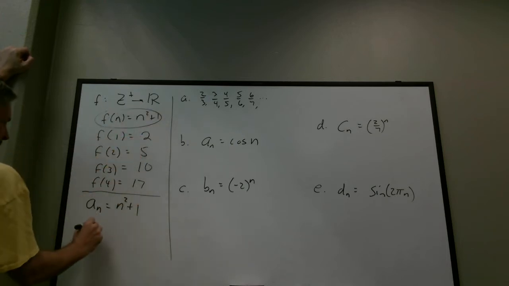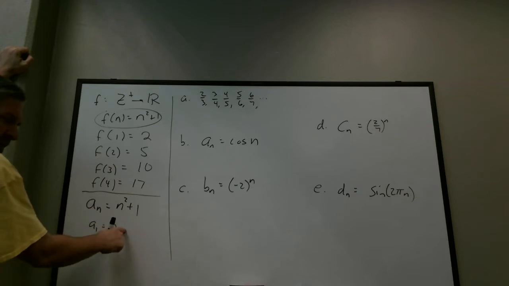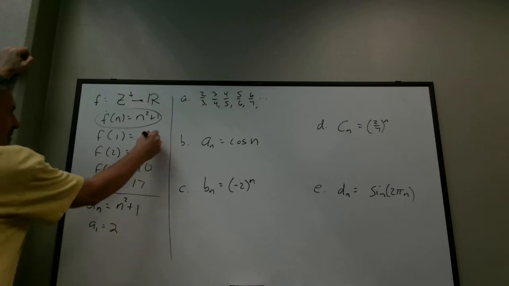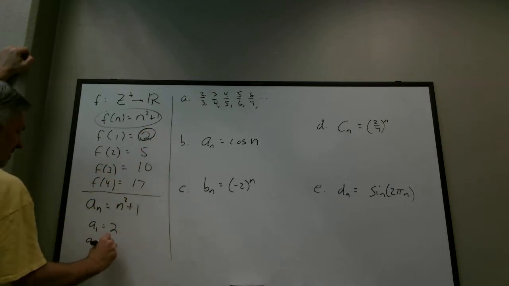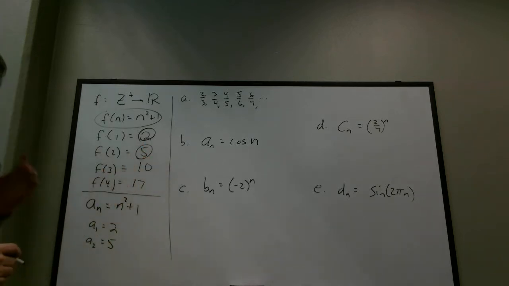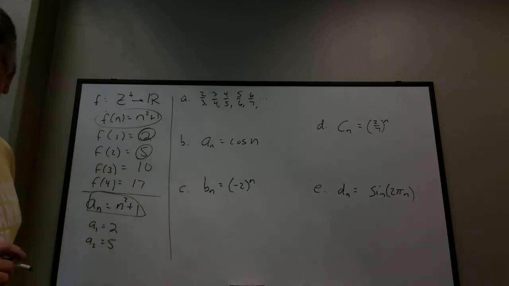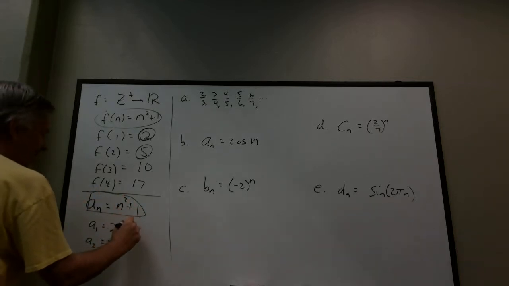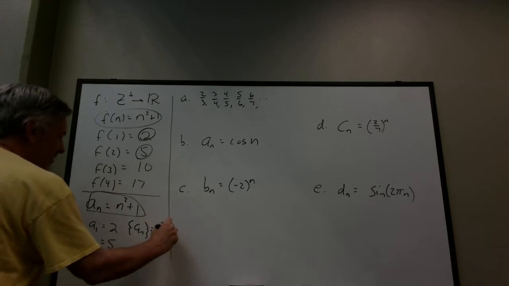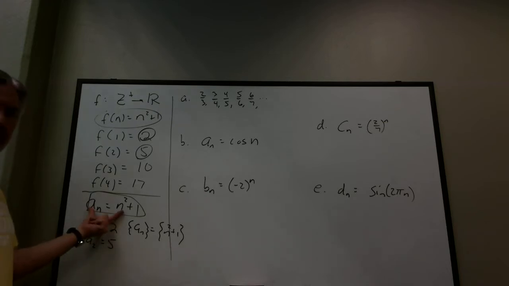So a sub 1 is 2. That means we plugged in 1 to get 2. Or you can think of the first term in the sequence is 2. And then a sub 2 is 5. The second term in the sequence is 5, etc. So instead of writing f of n, oftentimes you will see this. And just be aware, the book is writing brace a sub n equals brace n squared plus 1, because it's really a set. But I'm just going to write this. I'm not going to write the braces.